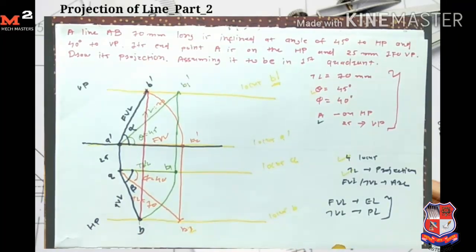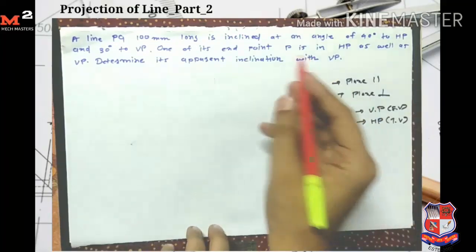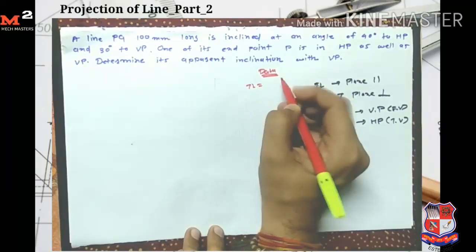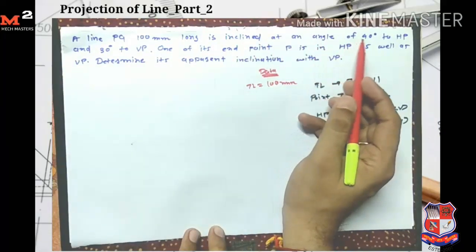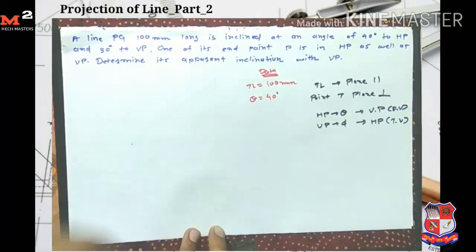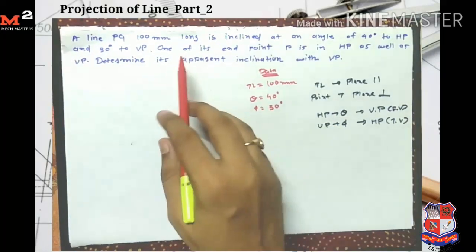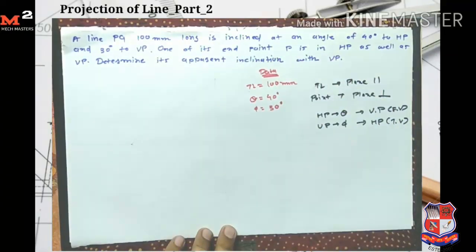Let's see another problem. In this problem it is given that the line PQ is 100 mm long, so its true length is given. I write down the data here. True length is equal to 100 mm, and the line is inclined at an angle of 40 degrees to the HP, so theta is equal to 40 degrees, and 30 degrees to the VP, so phi is equal to 30 degrees. One of its end points, P, is in HP as well as VP, so we get this point on the reference line.